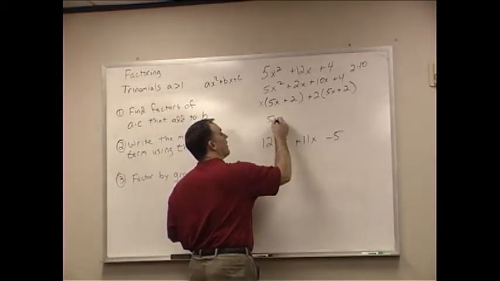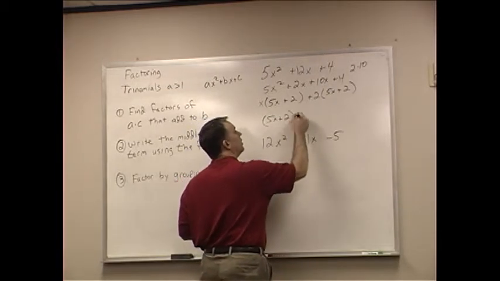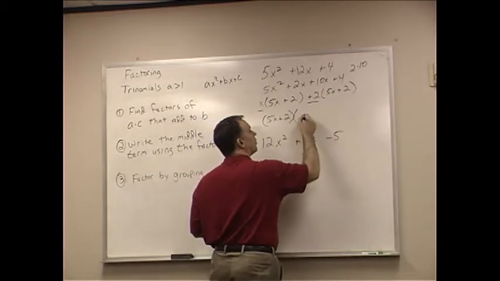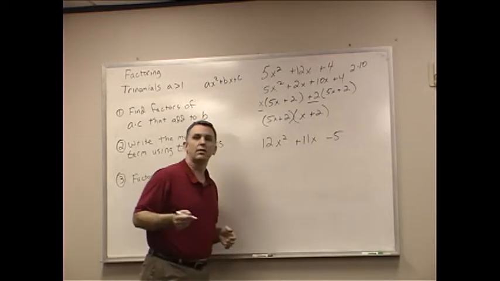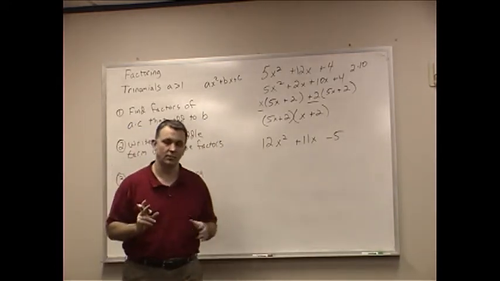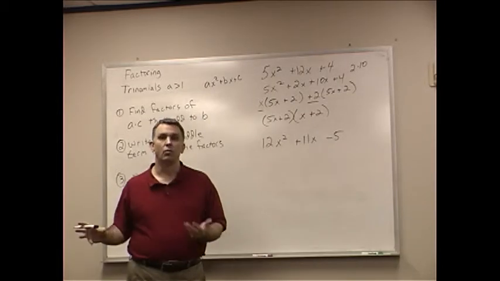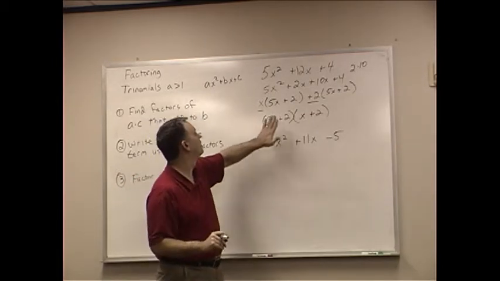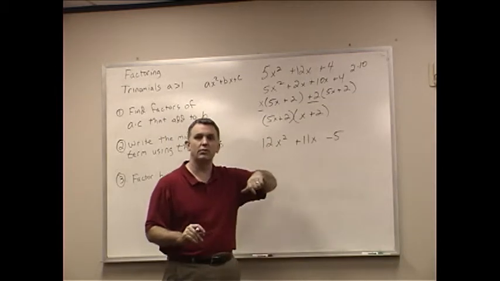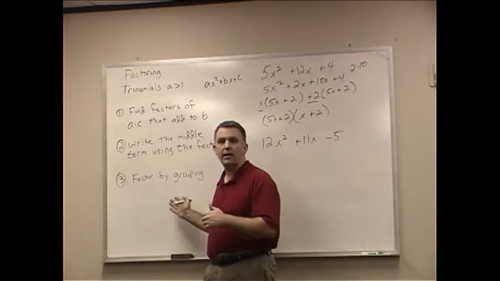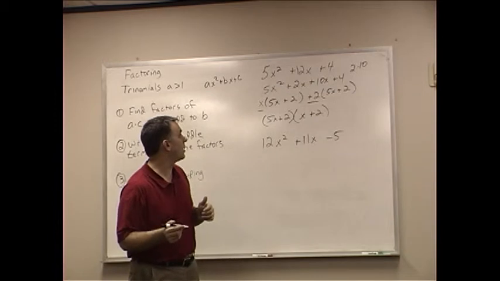So we're going to write 5x plus 2 times, and we write the leftovers that are on the outside in the other parentheses, x plus 2. And there you have it. It takes a bit of work, to say the least. 5x plus 2 times x plus 2. You end up doing that factoring by grouping, and you go from there.